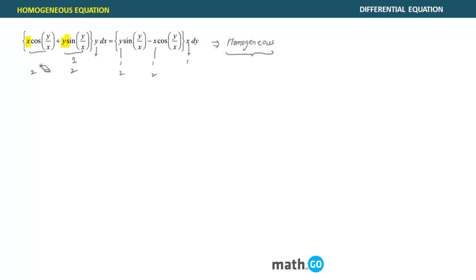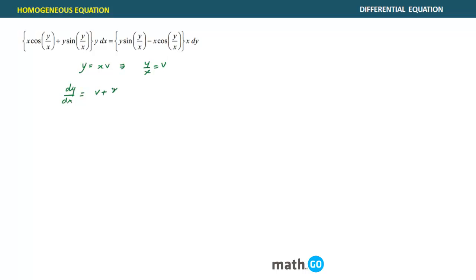Alright, let me just remove this so that I can have space. Okay, so now for homogeneous, what you will do then? We'll simply put y by x equal to, or v equal to, what you were saying? Yes, y is equal to xv, or we can say y by x equal to v, one and the same thing. And we know that dy by dx then will be replaced by what? Tell me, v plus x dv by dx.